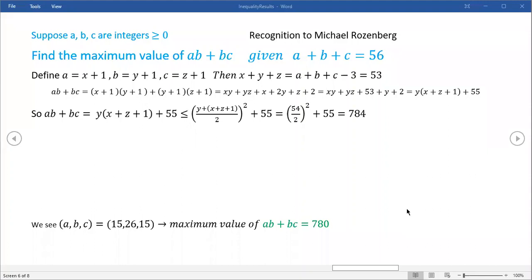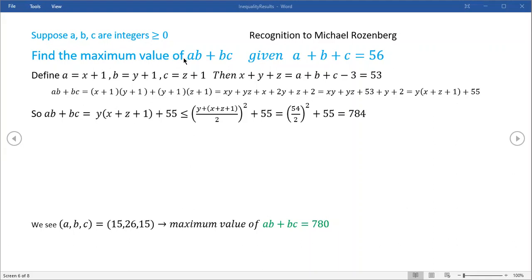Good morning, y'all. I have an interesting problem for you that uses a slightly different technique. We're dealing with positive or non-negative integers, shall we call them. A, B, and C are integers greater than or equal to 0. 0 is okay, but we're not working with any negative integers here.